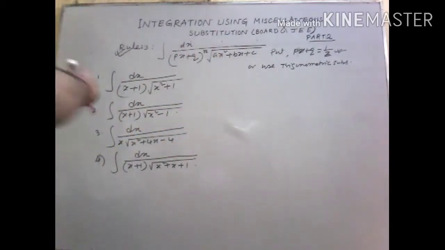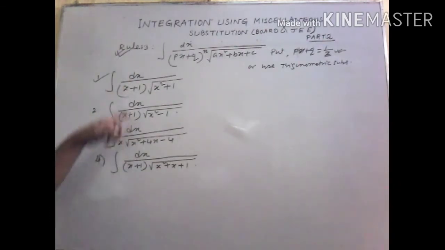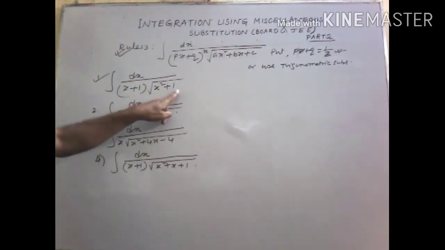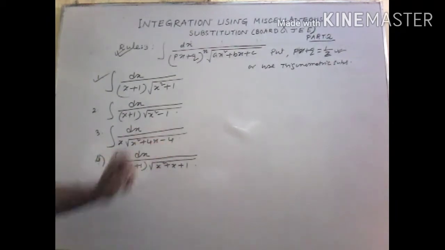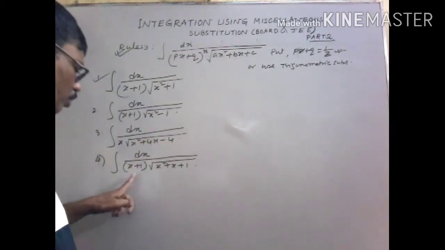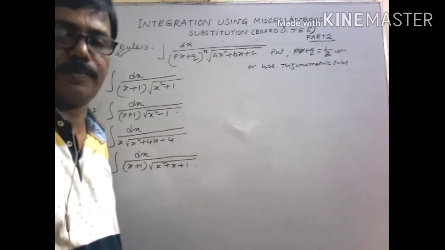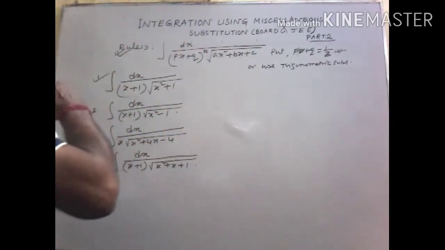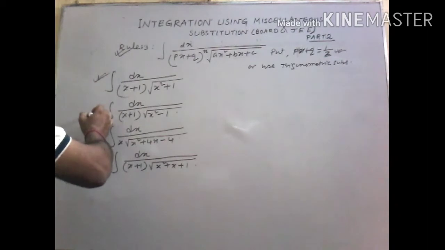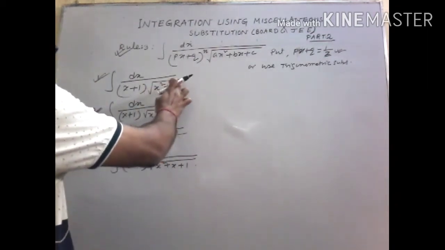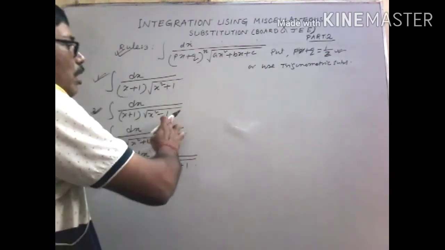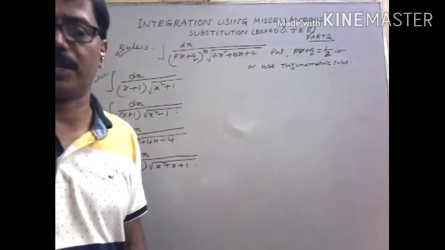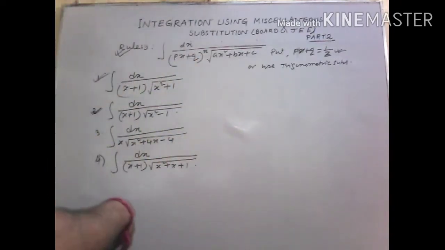So look, problem number 1. dx by (x plus 1) into root of (x square plus 1), dx by (x plus 1) into root of (x square minus 1), dx by x into root of (x square plus 4x minus 4), and dx by (x plus 1) into root of (x square plus x plus 1). Now look, from 1 and 2, within the root we have x square plus 1 and x square minus 1. So it will be simple if we use a trigonometric transformation. First we consider any one of them.